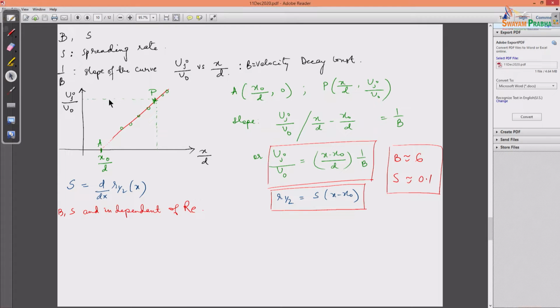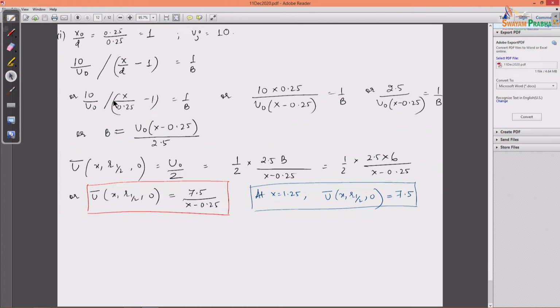So if I do that, that's what we get here. Uj, the jet velocity, is 10, and Uj by U naught is equal to x by d minus x naught by d, which is 1 by b. We put those values in, and we get the value of b, which is again equal to 6.